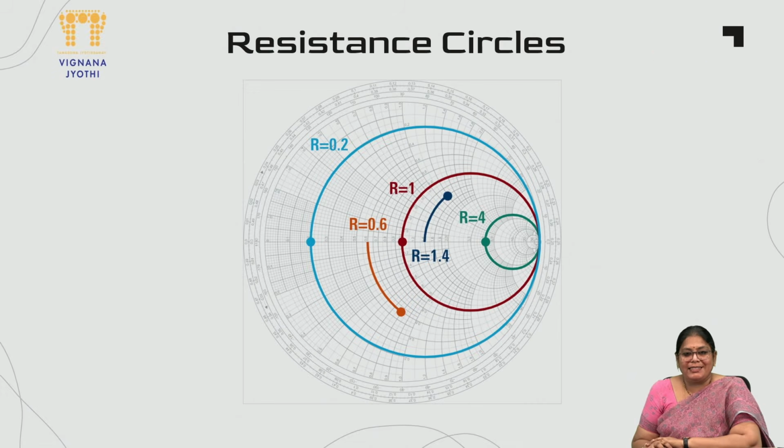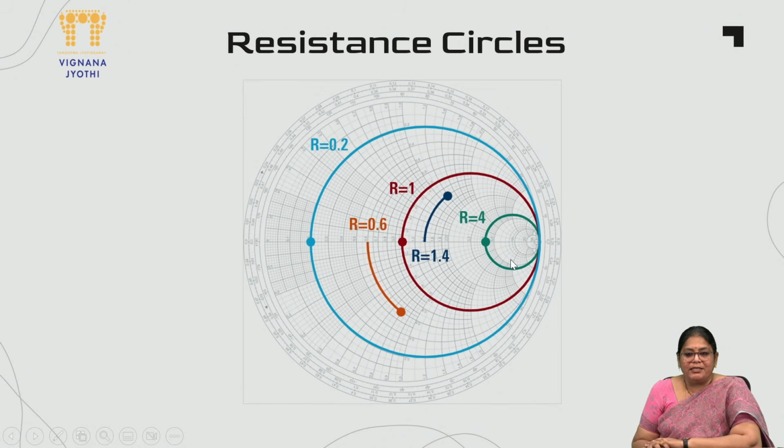Now let us look at the resistance circles. There are a lot of circles marked here. For example, whatever center line I was talking about with respect to the resistance axis, any particular value you take, the circle that is passing through that particular point tangentially is called your resistance circle. So here you can see R equal to 1. We have taken R equal to 1 on this resistance axis, and there is a circle passing through it, tangential to that particular value. So this is the R equal to 1 circle.